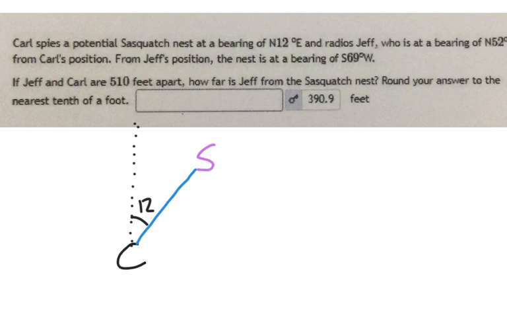Radio's Jeff. Okay, where are you, Jeff? You are 52 degrees east of north from Carl. This is back to what I drew the first time. 52 degrees east of north from Carl. So, somewhere over here is Jeff. And he is 52 east of north. Okay, all right. From Jeff's position, the nest is 69 degrees west of south.